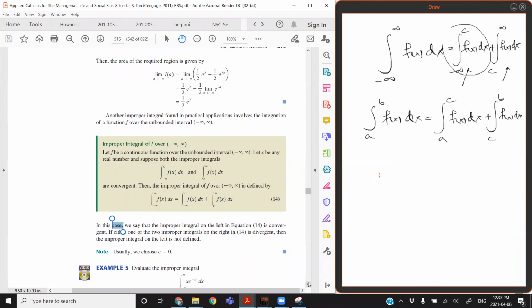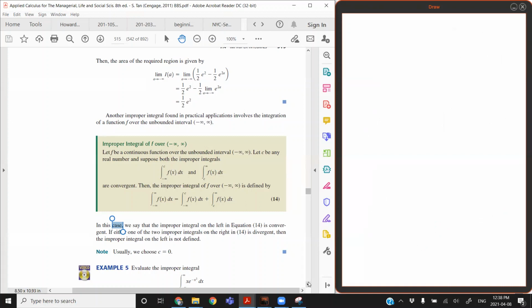Like the example we did with the function f of x equals 1 over x, when we calculated the integral from 1 to infinity of this, we got the limit of the integral from 1 to b of 1 over x dx as b approaches infinity. This turned out to be ln of b.